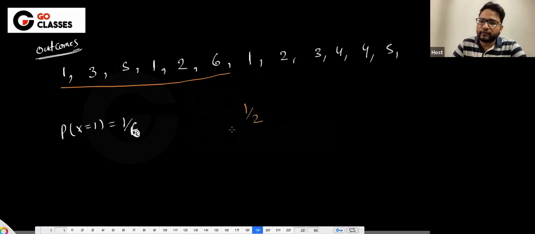The probability 1 by 2. Does this mean that if you're tossing 2 times, you will definitely get a head 1 time? No, right? Does this mean if you're tossing 4 times, you will definitely get 2 heads? No, right? Does this mean from 8 tosses you will get 4 heads? No. Then what does this 1 by 2 mean?